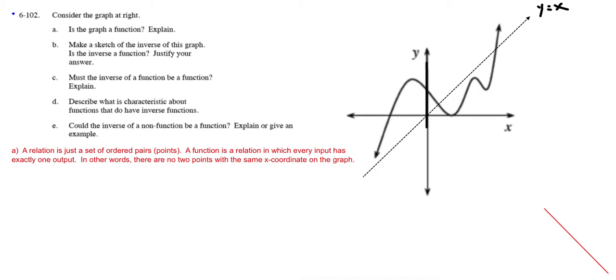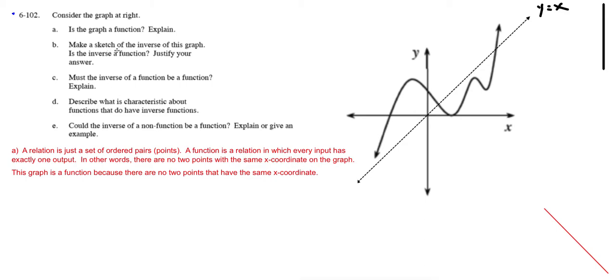And you see here, it only touches it one time at most as you travel along back and forth along the graph. So therefore, we could say that this graph is a function because there are no 2 points that have the same x-coordinate. There's no point directly above or below another point.